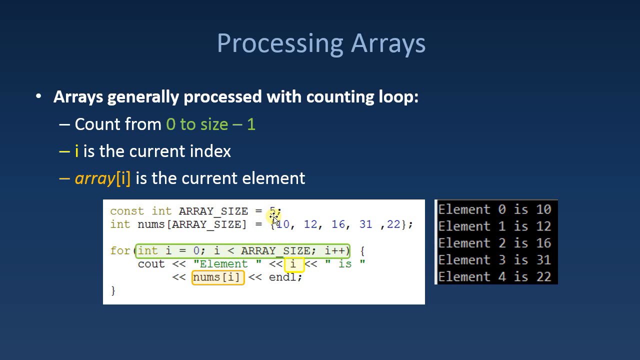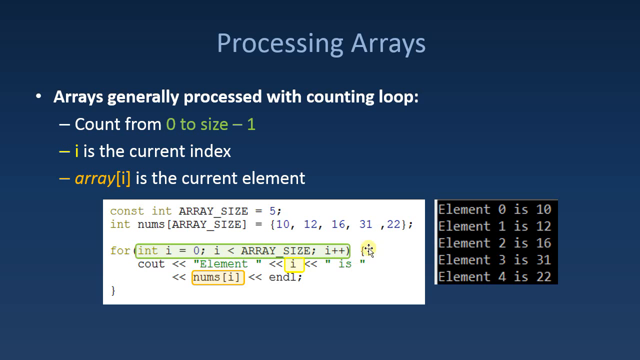Then for a size of 5, we'll go 0, 1, 2, 3, 4, which is what we want, because those will be the 5 elements. And we'll count by 1. And if we wanted to do every other element, we could count by 2. If we wanted to count down, we could start with the size minus 1, keep going until we hit 0, and reducing our counter i each time.